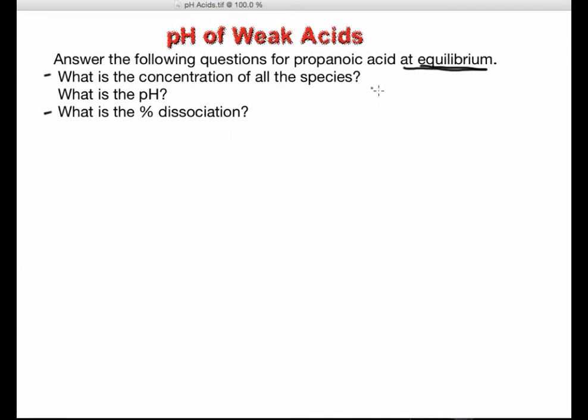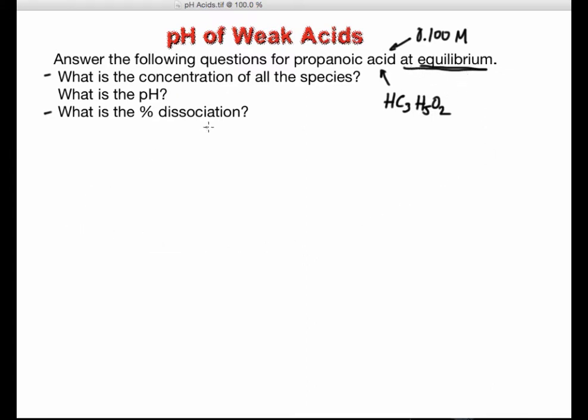A couple things I probably should have included in here is the formula for propanoic acid, which is C3H5O2. So that's our formula for propanoic acid. And also, we need to know what the concentration is, and I forgot to type that in here, which is 0.100 molar. So we're going to put a 0.1 molar solution of propanoic acid into water, and we want to figure out all of these when the reaction gets to equilibrium.